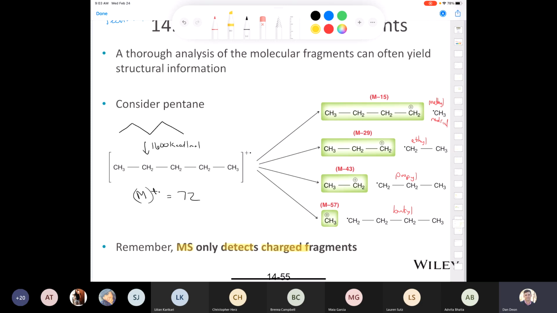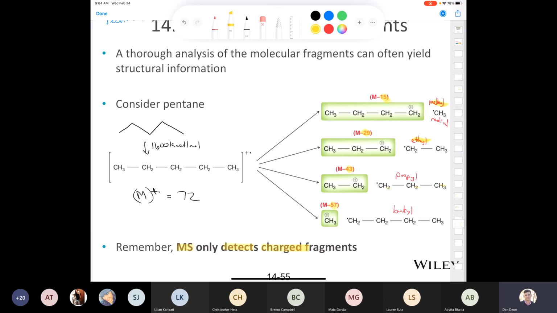But look at the clues that we can get from these fragments. If we lose 15, that means we'll have lost a methyl radical, because a methyl weighs 15. I showed you that earlier today. If you lose 29, that means you will have lost an ethyl radical: 2 carbons, 24, plus 5 hydrogens, 29. If you lose 43, that means you've lost a propyl: 3 carbons, 36, plus 7 hydrogens, 43. And if you lose a butyl, then it's going to be a loss of 57.